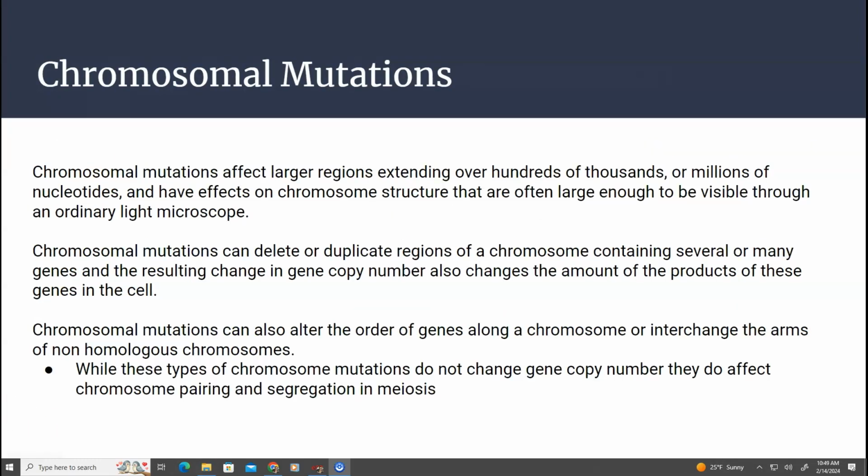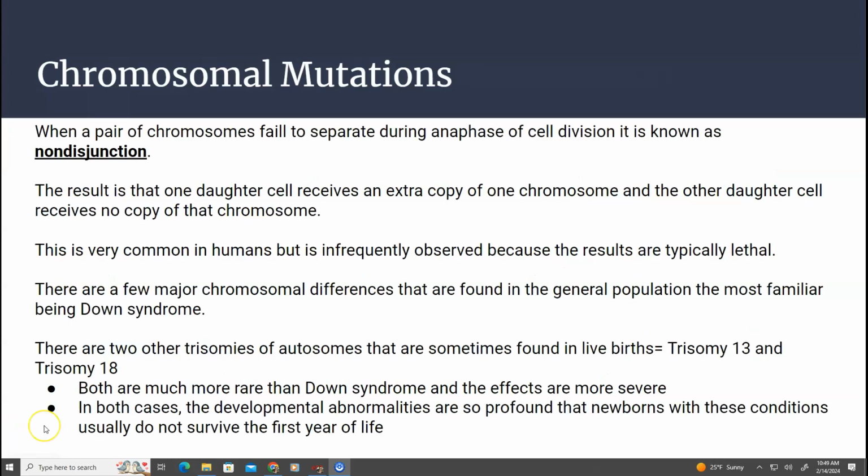Chromosomal mutations are mutations that affect larger regions, extending over hundreds of thousands or even millions of nucleotides, and have effects on chromosome structure that are often large enough to even be visible through an ordinary light microscope. When a pair of chromosomes fail to separate during anaphase of cell division, it's known as non-disjunction.